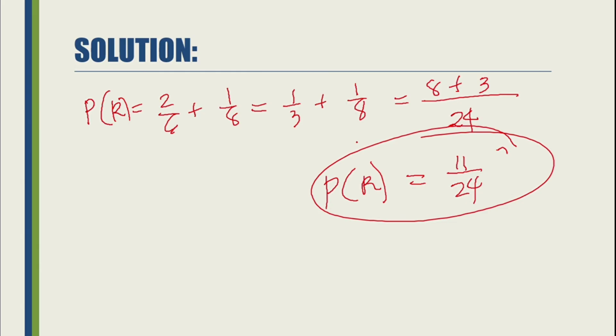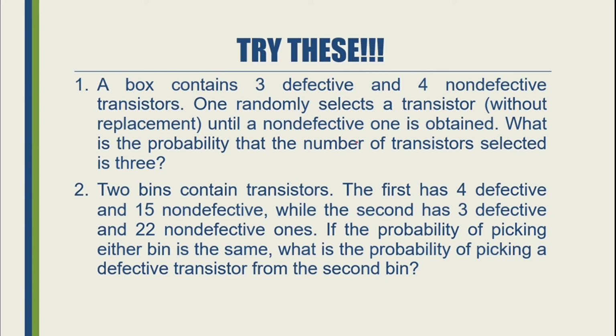Okay, so we have here, try this at home. A box contains 3 defective and 4 non-defective transistors. One randomly selects a transistor without replacement until a non-defective one is obtained. What is the probability that the number of transistors selected is 3? Two bins contain transistors. The first has 4 defective and 15 non-defective, while the second has 3 defective and 22 non-defective. If the probability of picking either bin is the same, what is the probability of picking a defective transistor from the second bin?